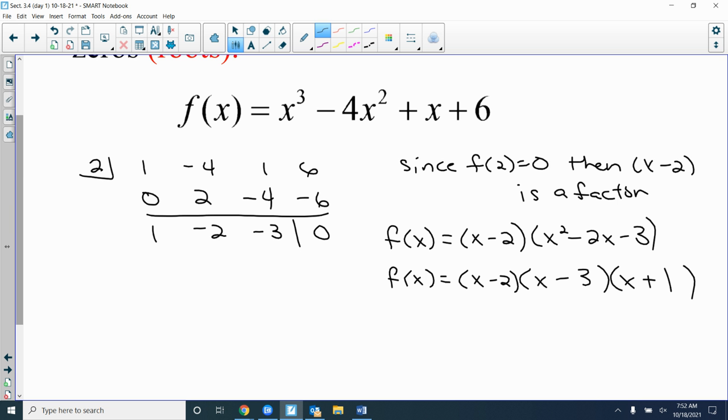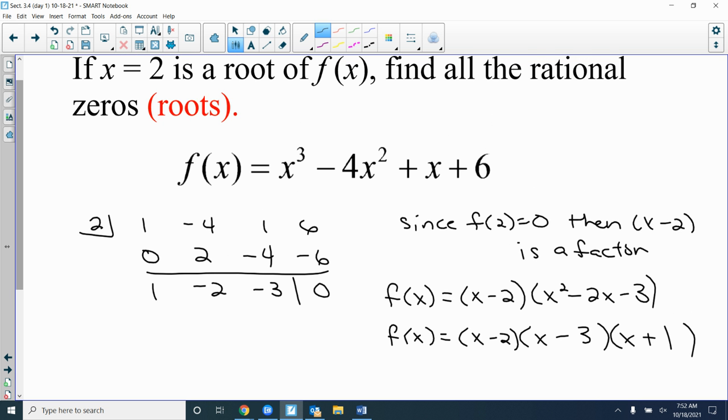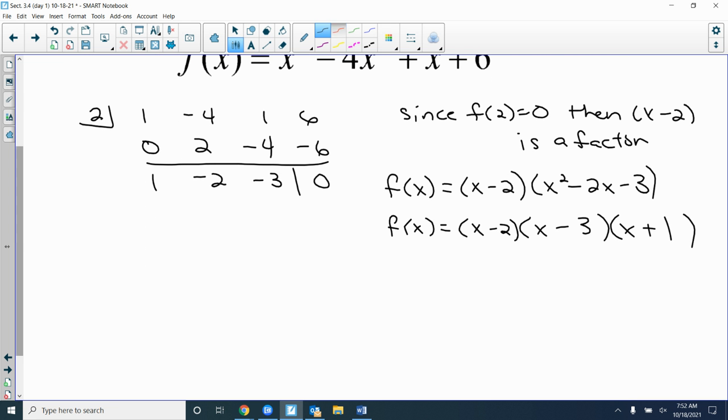So what are my roots or the zeros? They're synonymous. I call them zeros or I call them roots. So basically you set each of them equal to 0. You get x equals 2. We get x equals 3. And we get x equals -1. So my zeros are, and I'm going to put them in descending or ascending order, -1, 2, 3.